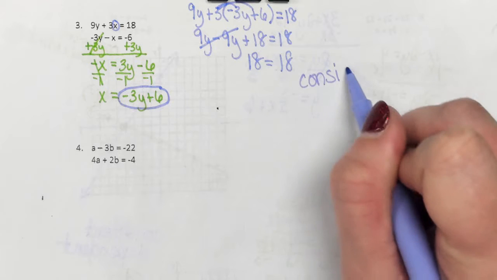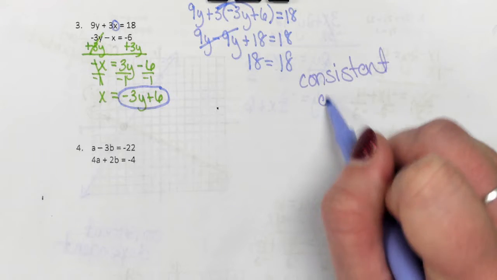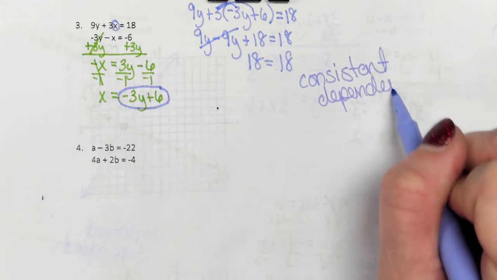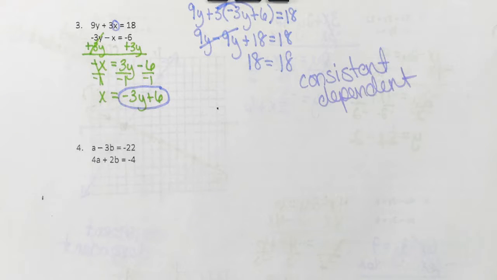There's no way to figure out an x and a y, because every single x and y you ever plug in are going to be the exact same thing. All of them are the same. There's no one point where they cross. Every single one's the same. All right, let's look at number 4.